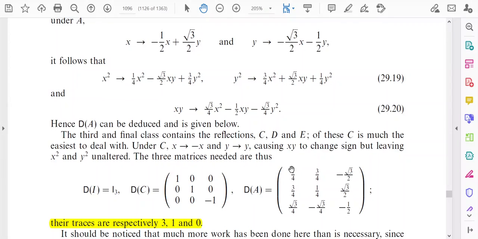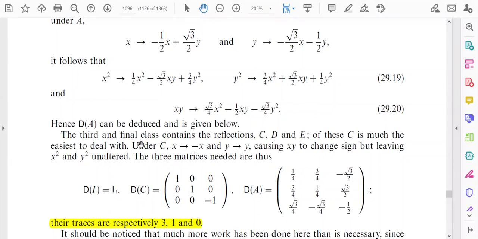You see we have written 1 by 4, 3 by 4 and root 3 by 4. Similarly, by looking at the coefficients of xy and y square, we have written other columns. So in this way we can construct dA, and if you just write the basis functions x square and y square and xy on the right side and multiply, then you can obtain these particular values. So we can obtain the dA matrix from these equations.